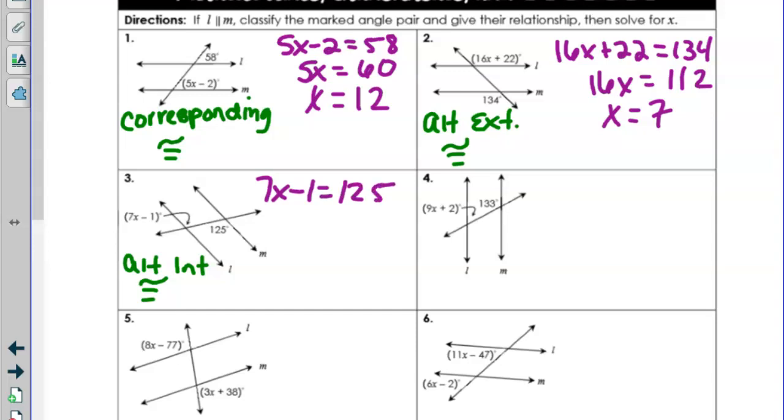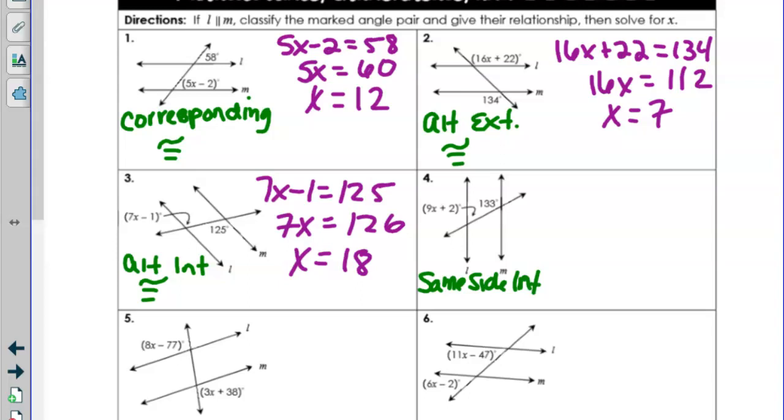Very good. We're going to add 1, so 7x would equal 126. What would x equal? 18. Very good. Number 4, what type of angle pair do we have? Inside interior? Same side. Oh, same side is right. Yeah, same side interior. What's the other name for same side interior?